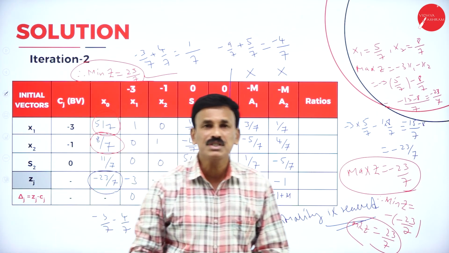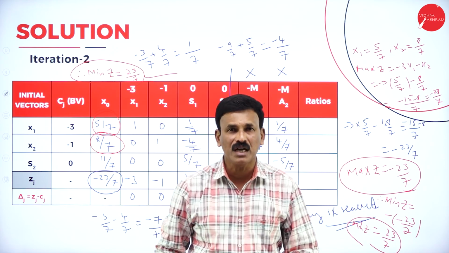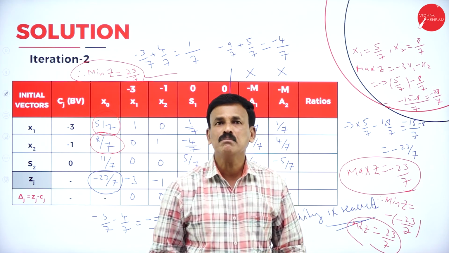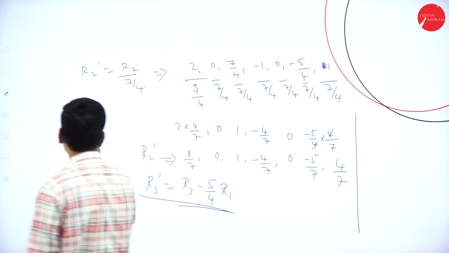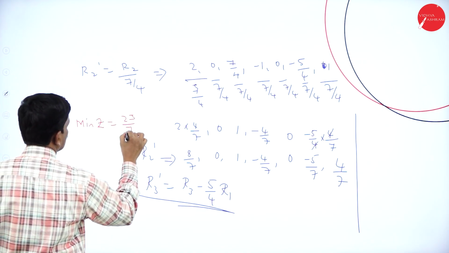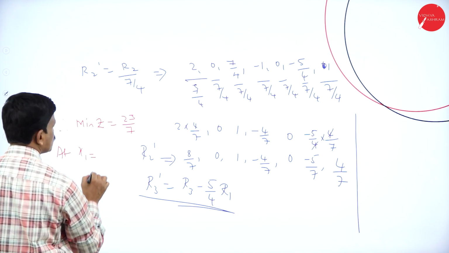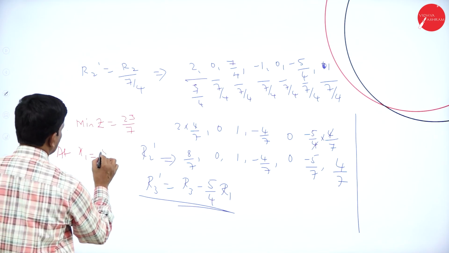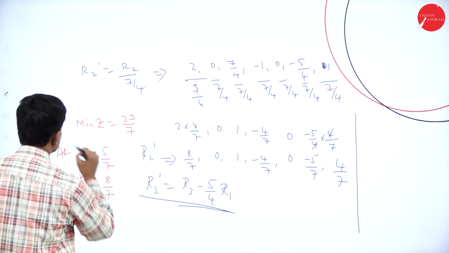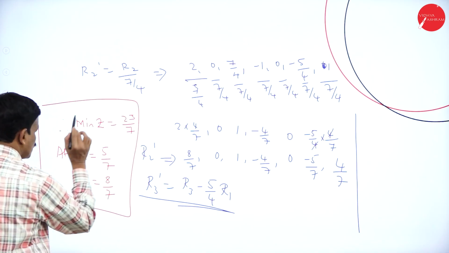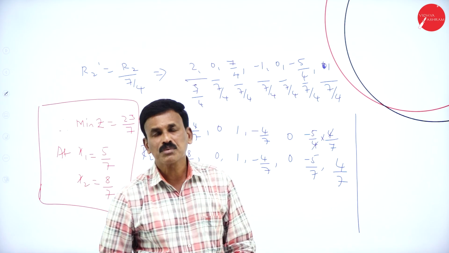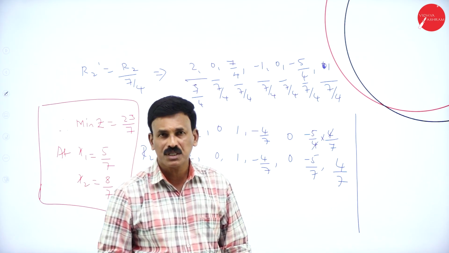This is how we are going to find the minimum and maximum value of a given linear programming problem using the big M method. Okay. Therefore, minimum of z is equal to 23 by 7 at x1 is equal to 5 by 7, and x2 is equal to 8 by 7. So this is the required answer. This is how we find the minimum and maximum value of a linear programming problem using the big M method. Hope you followed.